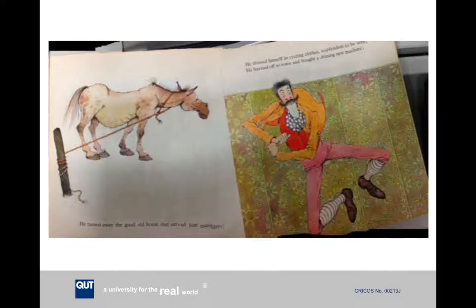So what kind of person do you think Mulga Bill is? What kind of personality do you think he has? And we would talk about that. We'd talk about his body language. We could look at the horse, and we could look, what do you think the horse thinks of Mulga Bill?